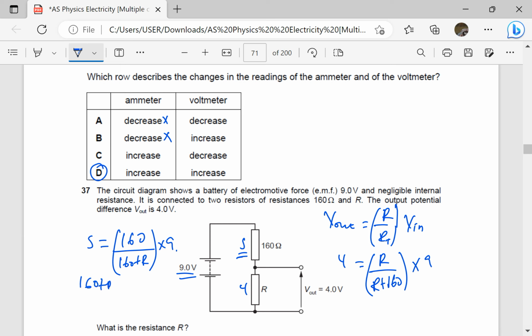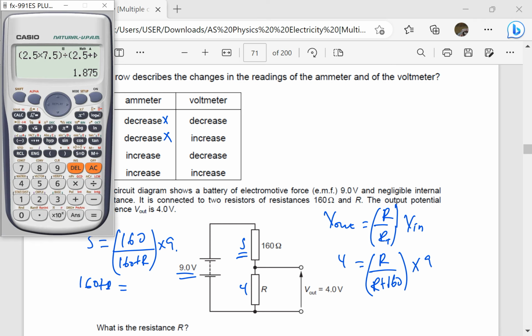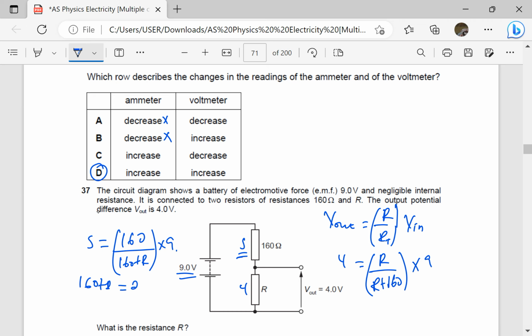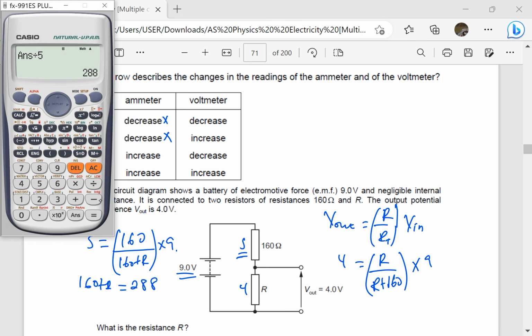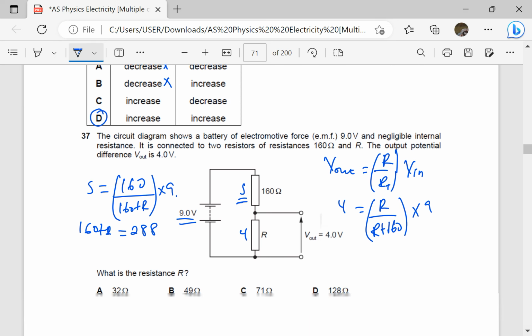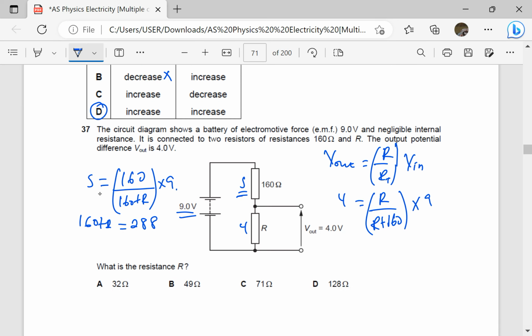160 plus R is equal to, on the other side, 160 times 9 divided by 5, which is 288. Then it means R is 288 minus 160, which is 128. So the answer here is most likely going to be D.